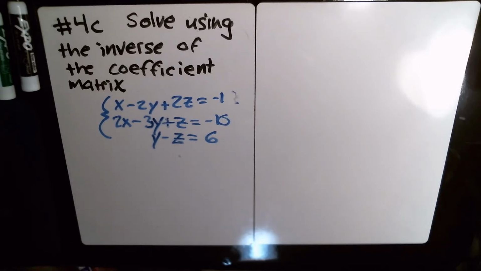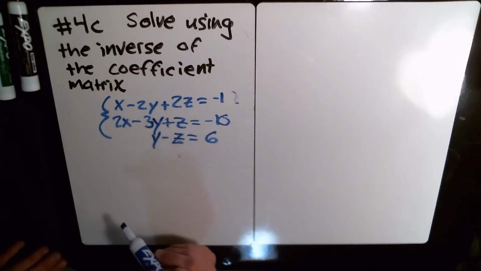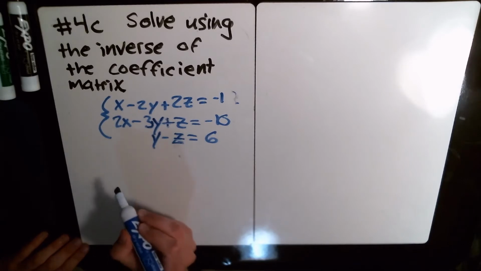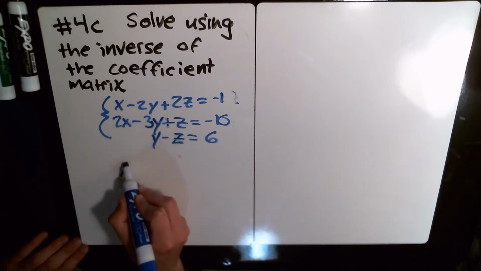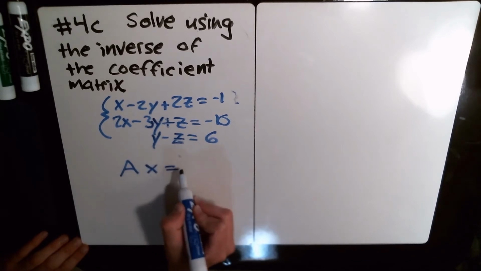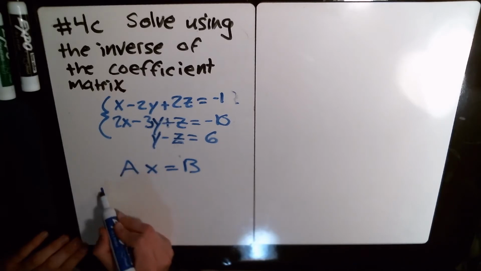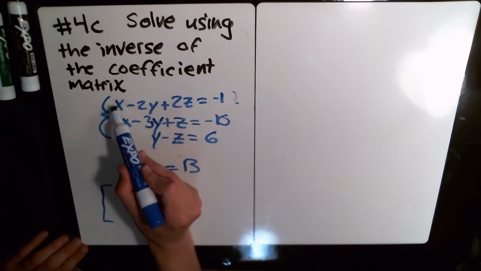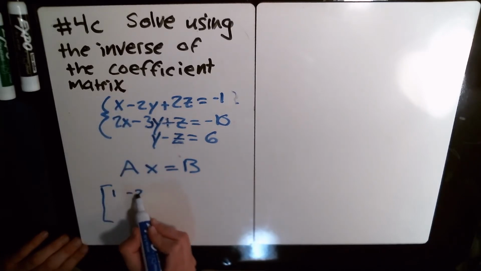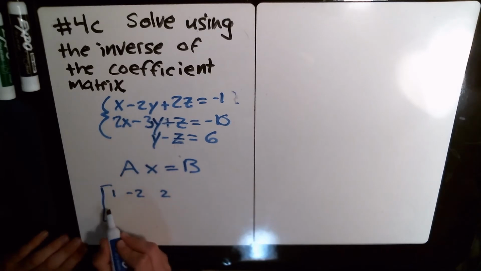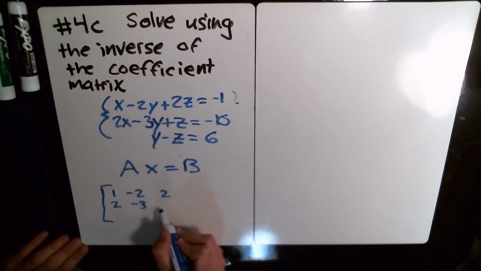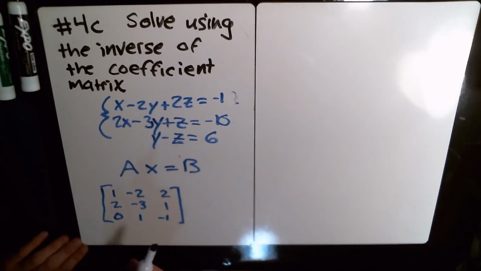Okay, so to use an inverse matrix to solve a system of equations, essentially the idea is you're going to write it in the form of a matrix equation. So AX is equal to B. Okay? A is a matrix with the coefficients of the variables in it. So in this case it's 1, -2, 2, 2, -3, 1, 0, 1, -1. Okay? Because there weren't any x's here, that's why there's a 0 there.